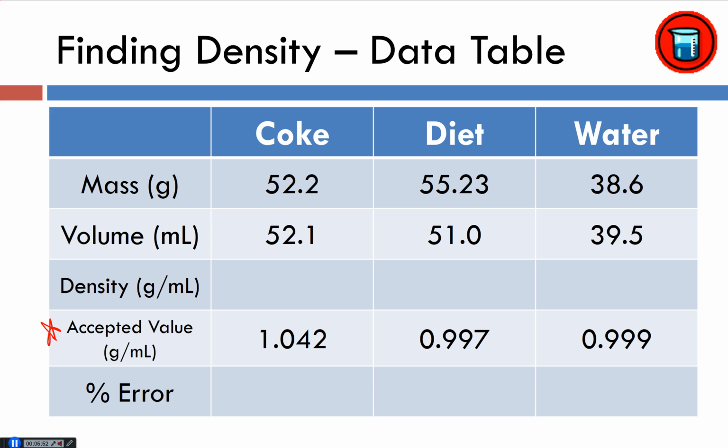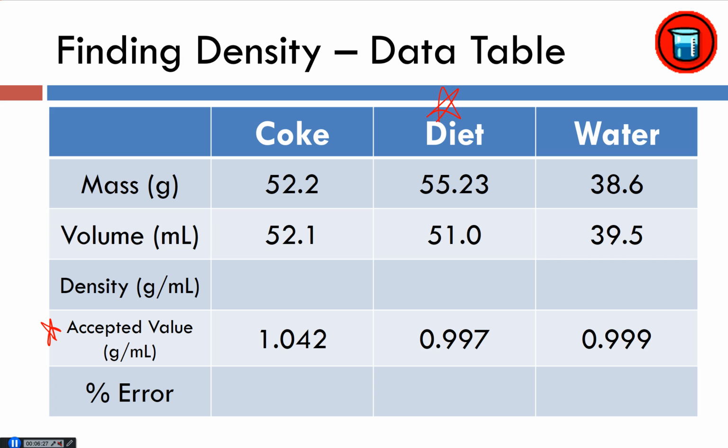So these are literature values of what the, for lack of a better word, right density of Coke, Diet Coke, and water should be. And if you look at the numbers, the accepted value supports the observation that we made in class. Water has a density just about 1 gram per milliliter. Diet Coke is a little bit under that, and Coke is greater than that. So the Coke is going to sink, the Diet Coke will float, and water is what we're just using to separate the two.